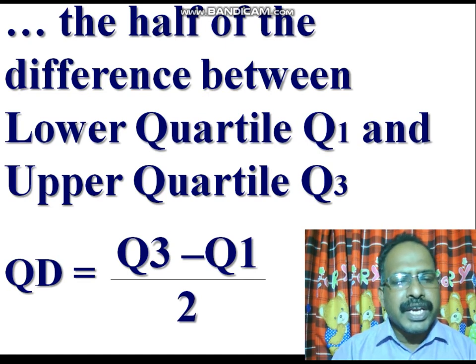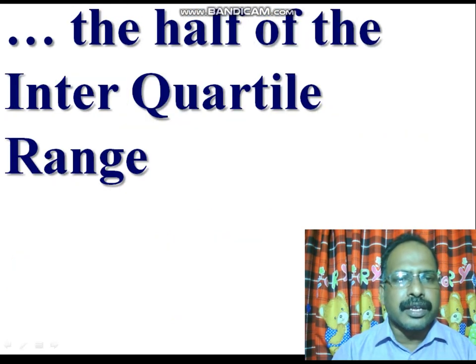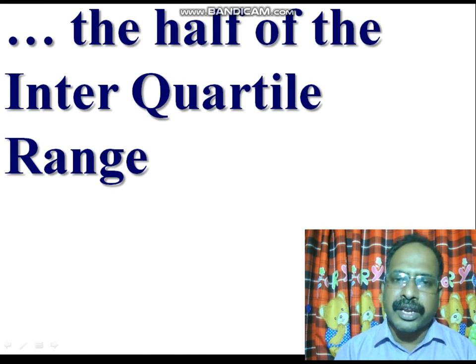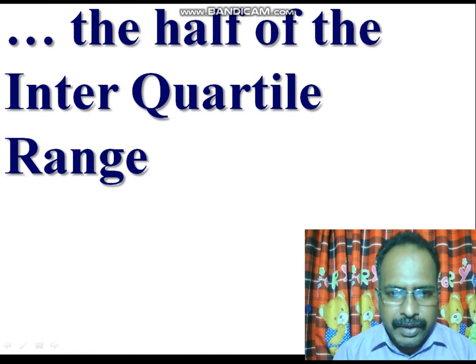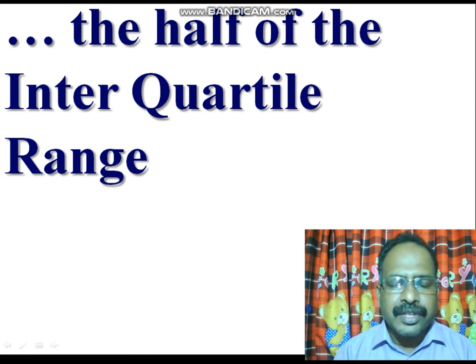The difference between the third quartile and first quartile is known as the interquartile range. Then we can say quartile deviation is half of the interquartile range.